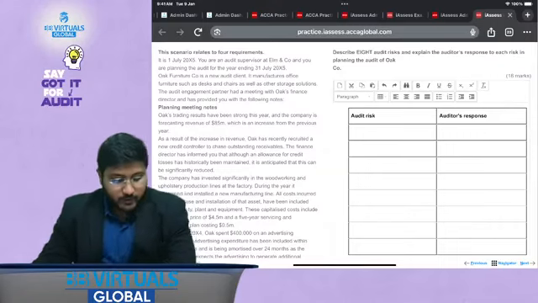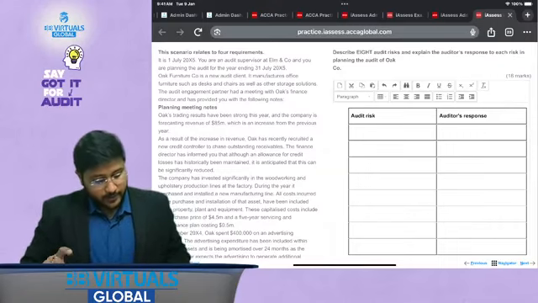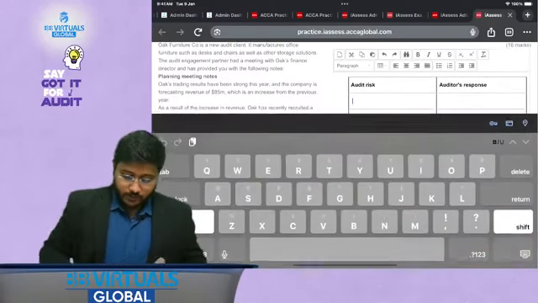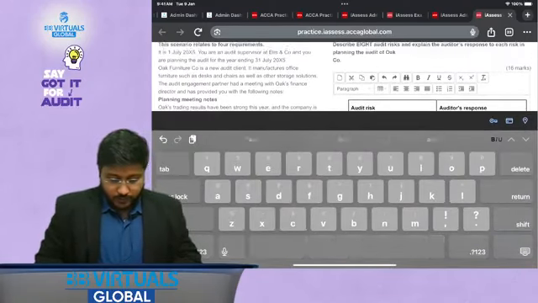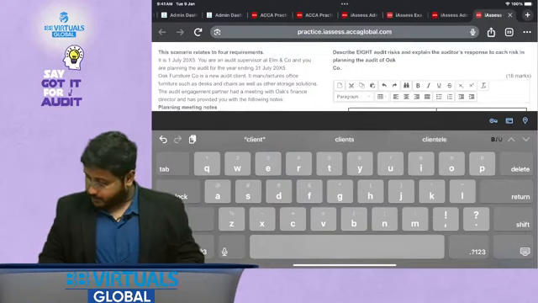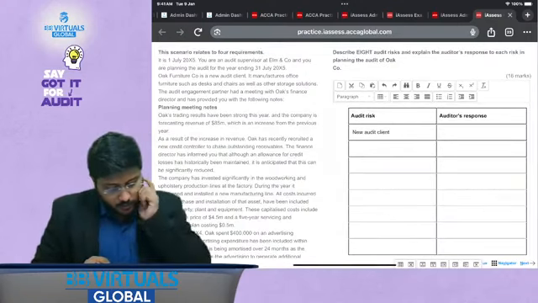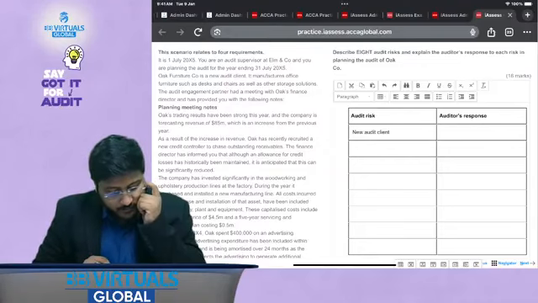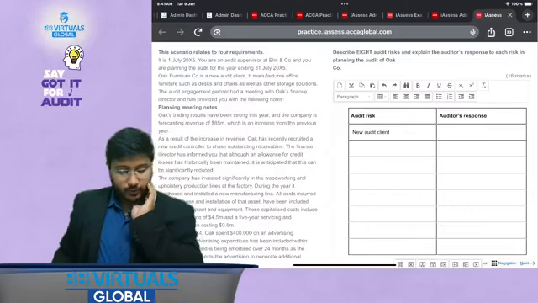You are an audit supervisor and you are planning for the audit for the year ending 31st July. Oak Furniture is a new audit client. So this is one audit risk. New audit client. This is one audit risk. Whenever you don't understand, do let me know. It manufactures office furniture such as desks and chairs as well as other storage solutions. The audit engagement partner had a meeting with Oak's finance director and has provided the following notes.